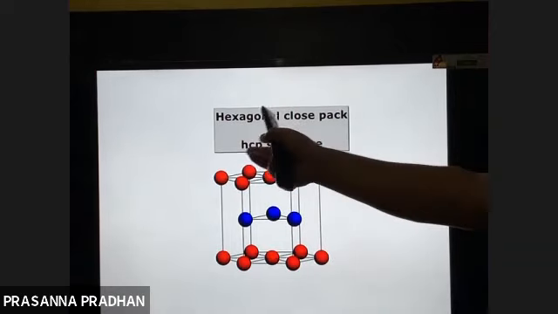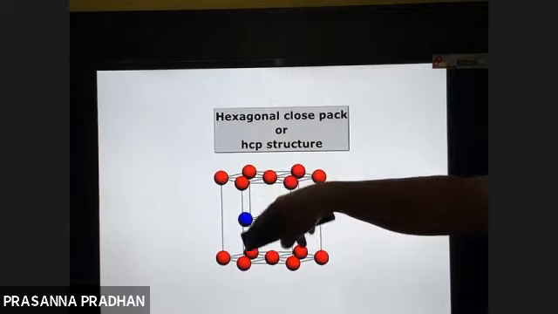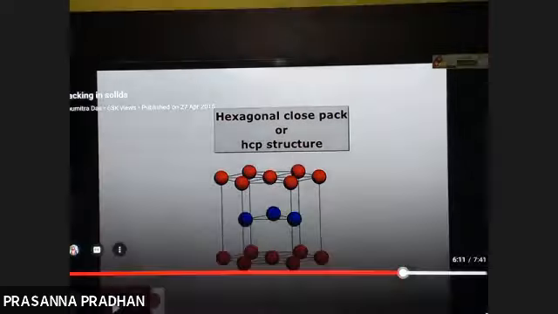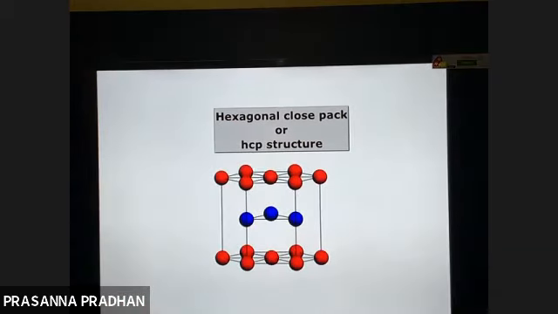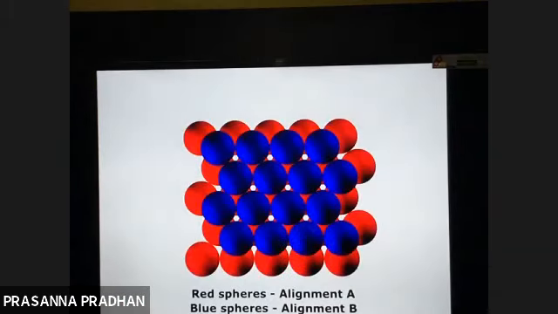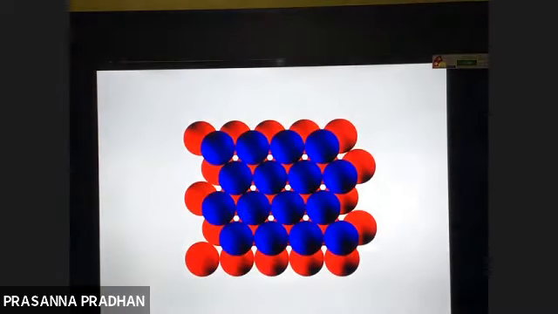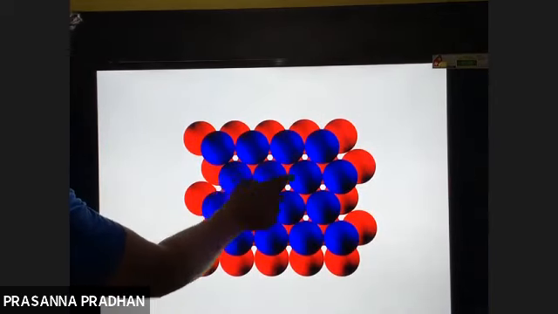So in AB type, what is the basic repeating unit? Hexagonal close packing. The other way of arranging: another way of placing the third layer is to cover the octahedral voids. What did we do next? Where did we keep the third layer? We kept the third layer here.